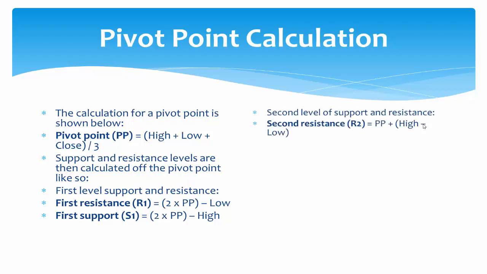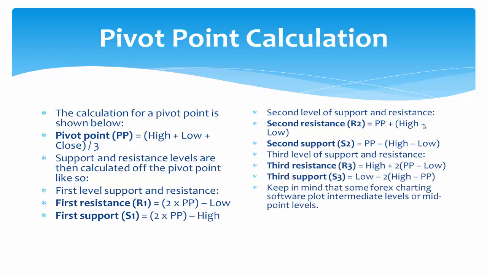In this way we can find the second resistance level R2 equals pivot point plus the difference of high minus low, and the second support S2 equals pivot point minus the difference of high minus low. Third resistance R3 equals high plus 2 multiplied by the difference of pivot point minus low. Third support S3 equals low minus 2 multiplied by the difference of high and pivot point. Keep in mind that some forex charting software plot intermediate levels or midpoint levels.